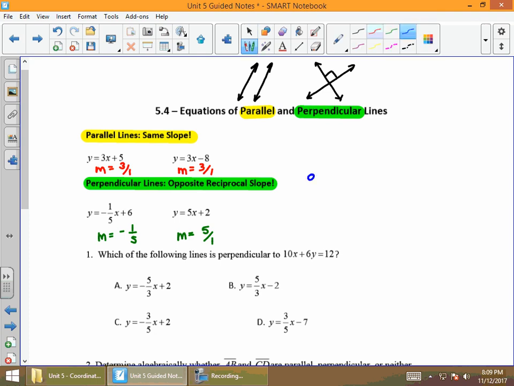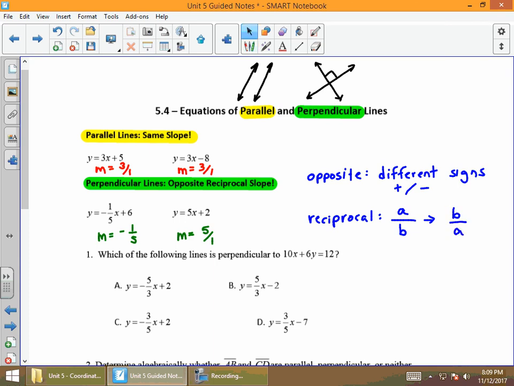Well, the word opposite is telling us that they have different signs. It means one has to be positive while the other one has to be negative. This is the case here. That first line is negative 1 over 5, and the second equation is positive 5 over 1. That's what opposite means. And the word reciprocal in math means that the fraction has been flipped upside down. So if you have A over B, the reciprocal is B over A.